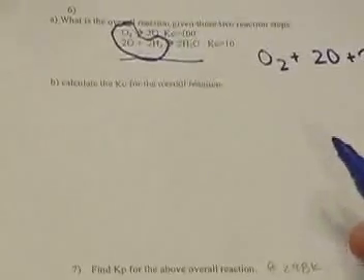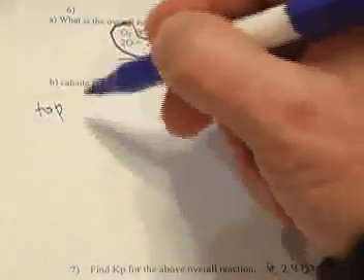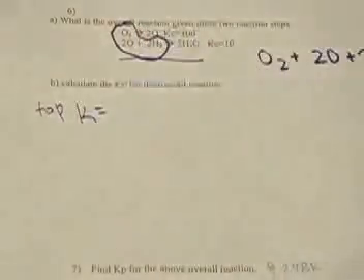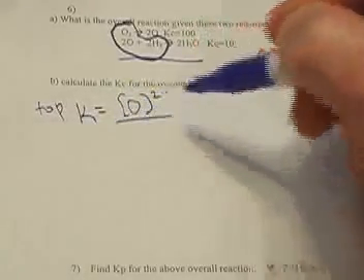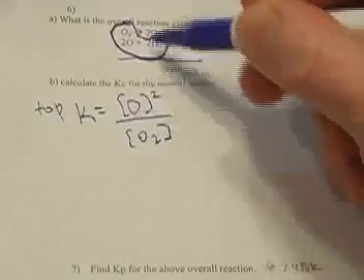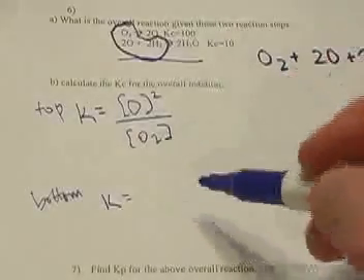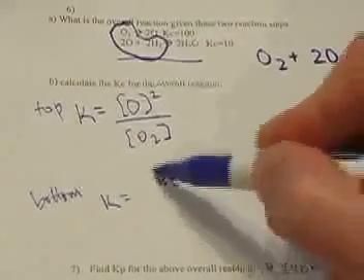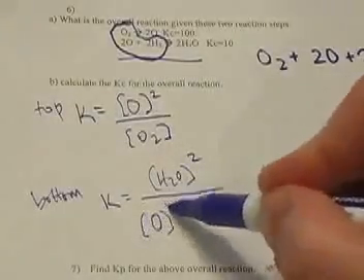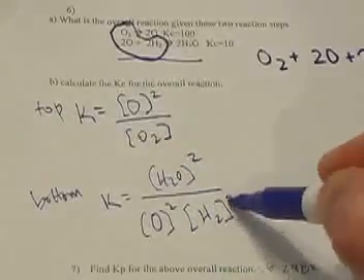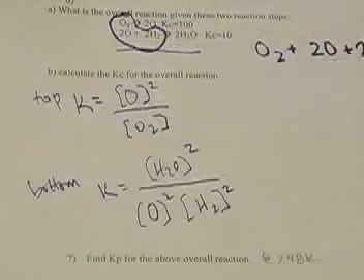Before I do that, I want to go back to these two reactions up here, and I want to write K sub C for each one of them. For the top reaction, the K sub C, or the equilibrium constant, is products O to the second power divided by O2 to the first power. For the bottom reaction, K is equal to H2O to the second power divided by O to the second power times H2 to the second power. Okay? Those are my equilibrium constants for the top and the bottom reaction.